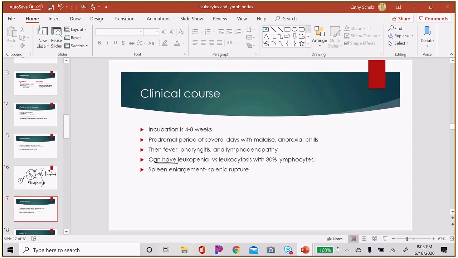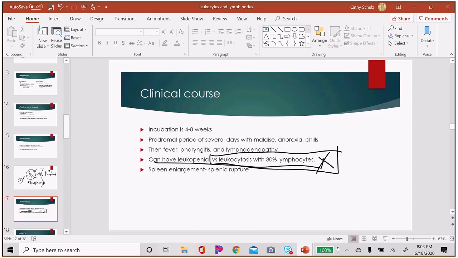Here is something that can be interesting with people who have Epstein-Barr. So they could have either leukopenia or leukocytosis. So leukopenia means they have a low white blood cell count versus leukocytosis with 30% lymphocytes. So they have a viral infection, they can have an increase in white blood cells because we're increasing the production of cytotoxic T cell lymphocytes in particular. So this is the usual scenario, leukocytosis with primarily lymphocytes.